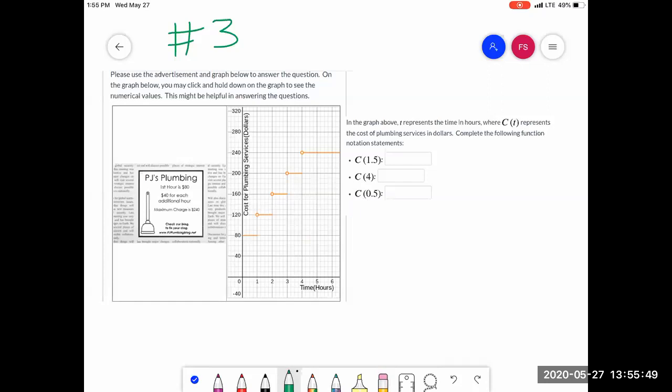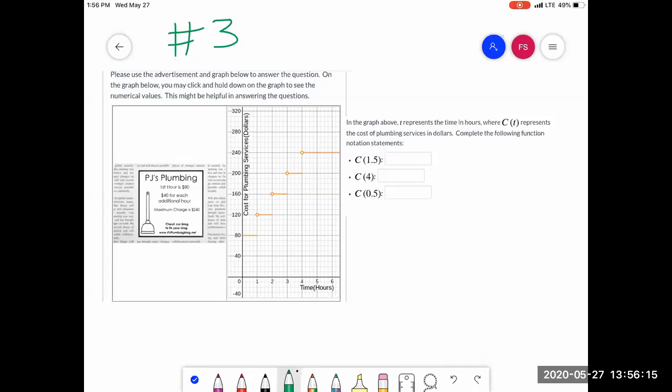So question number 3 asks, in the graph above, T represents the time in hours, where C of T, or C parentheses, T parentheses, represents the cost of plumbing services in dollars. And it wants us to complete the following function notation statements. And it gives us C of 1.5, C of 4, and C of 0.5.